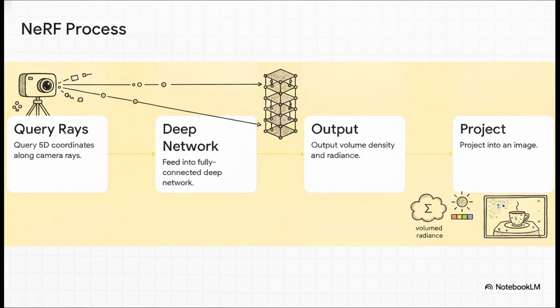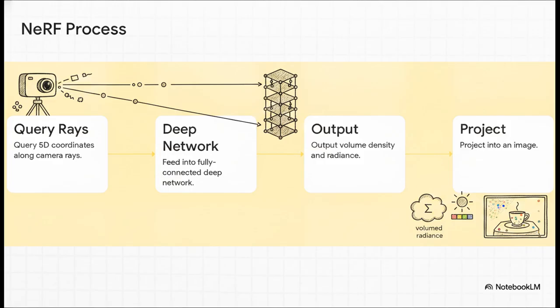Step 3 is what actually comes out of the network. This is the output. The MLP outputs exactly two things for every single 5D coordinate: a volume density, which we call sigma, and a view-dependent emitted radiance, which is, for all intents and purposes, an RGB color. Density tells us how opaque that specific point in space is. Is it just empty air, or have we hit solid plastic? The RGB tells us the exact color of the light shining outward from that point.